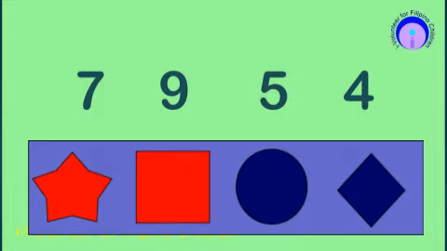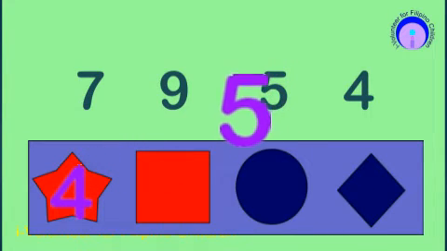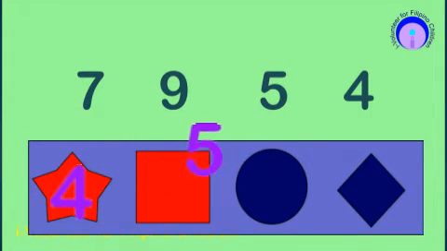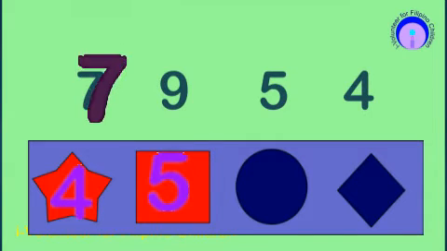First, you have to find the smallest one. The smallest one is number 4. It will be written on a star. The next bigger number is number 5. It will be written on a square.